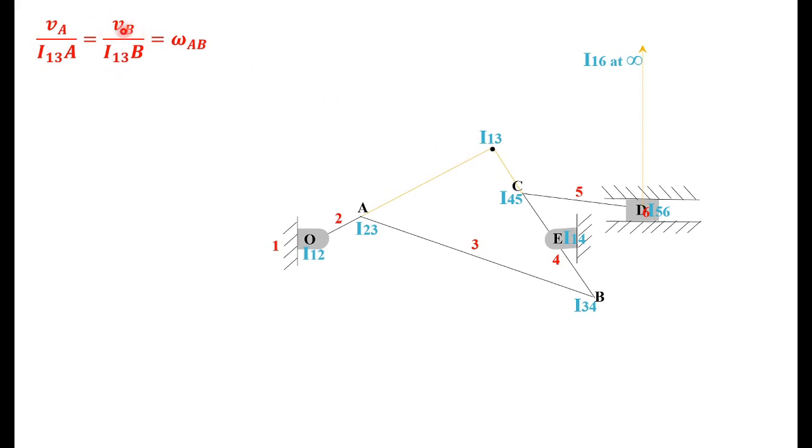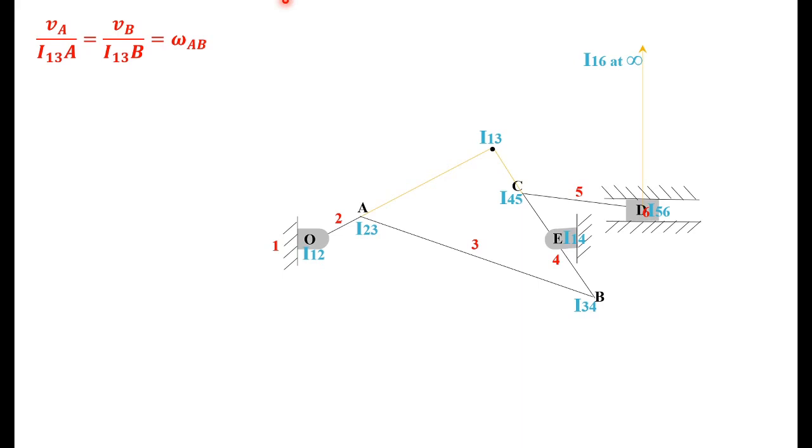So now you found VB. Determine the next from the same expression. If you have VA and I13A, just find the ratio, otherwise VB by I13B, that ratio will be your omega AB. That is also in the question: you want to find the angular velocity of AB. So you find that also. So you got VB and omega AB.